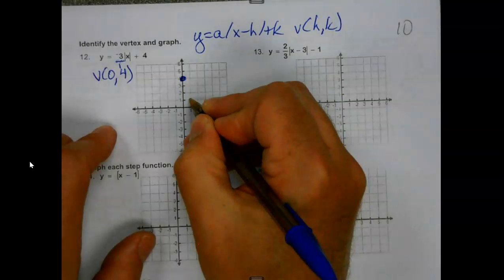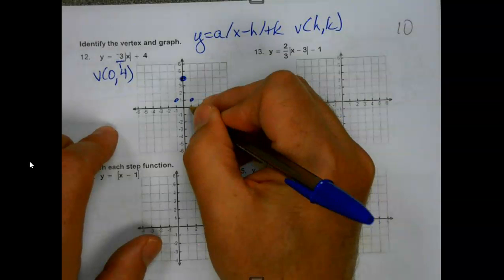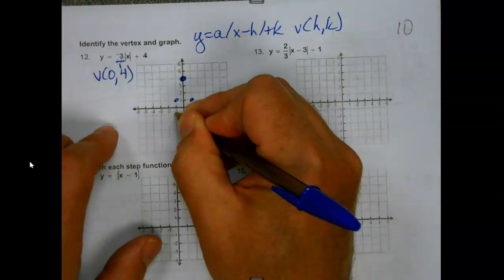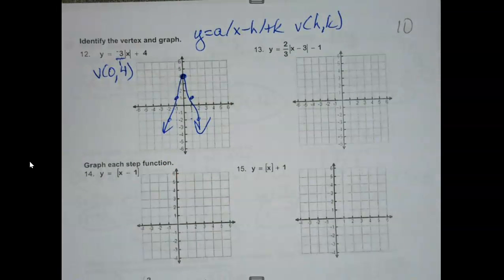1, 2, 3. Each direction 1, not just 1. This is not linear. 1, 2, 3, 1. 3, 1. Off and running.